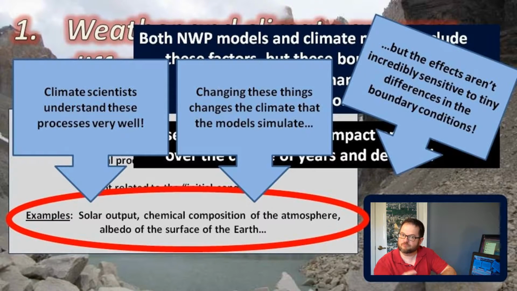And the 2 models, the experiment and the control, will be different. And it turns out that they'll be different in terms of what the global mean temperature is in the control run versus the experiment run. And those differences turn out to not be crazy sensitive to the changes in the boundary conditions.